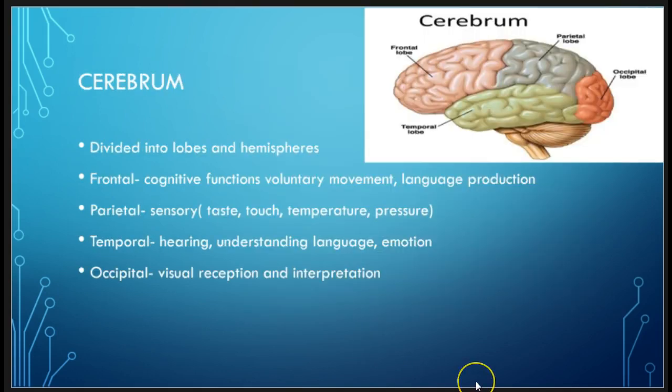So first, let's look at the cerebrum. The cerebrum is divided into different lobes and hemispheres. Hemispheres are on the right and the left, and then we have the four different lobes: the frontal, the parietal, the temporal, and the occipital. And now let's get into each one.